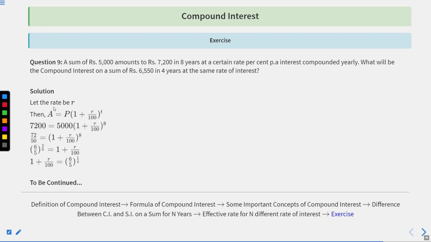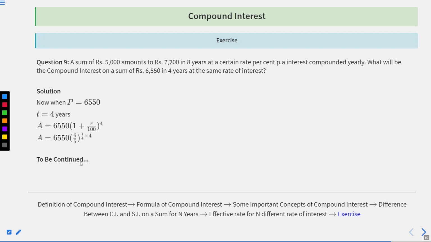Let the rate be R, and then A is equal to P times (1 plus R upon 100) to the power T. So 7200 equal to 5000 times (1 plus R upon 100) to the power 8. So this is equal to 72 upon 50 equal to (1 plus R upon 100) to the power 8. So we have 1 plus R upon 100 equal to (6 by 5) to the power 1 upon 4.